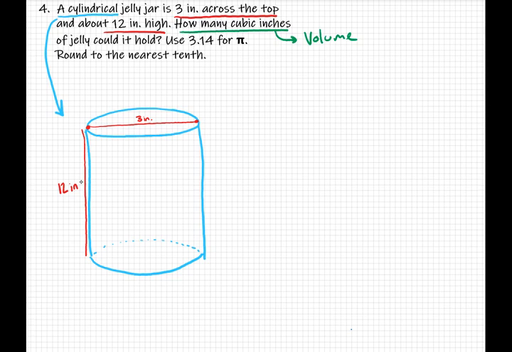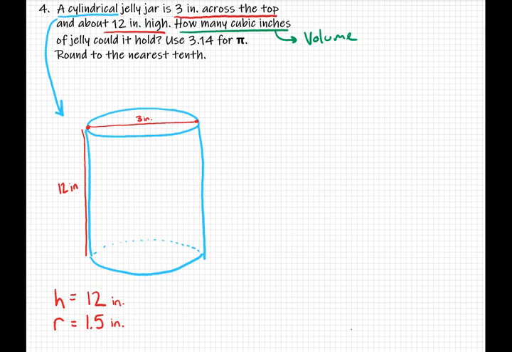Okay, so the height, we'll use h for height. The height is 12, and the radius, well, the radius is half of the diameter, and the diameter is the distance across the circle. So if the diameter is 3, the radius is half of that. So the radius is 1.5. So the height is 12 inches. The radius is 1.5 inches.